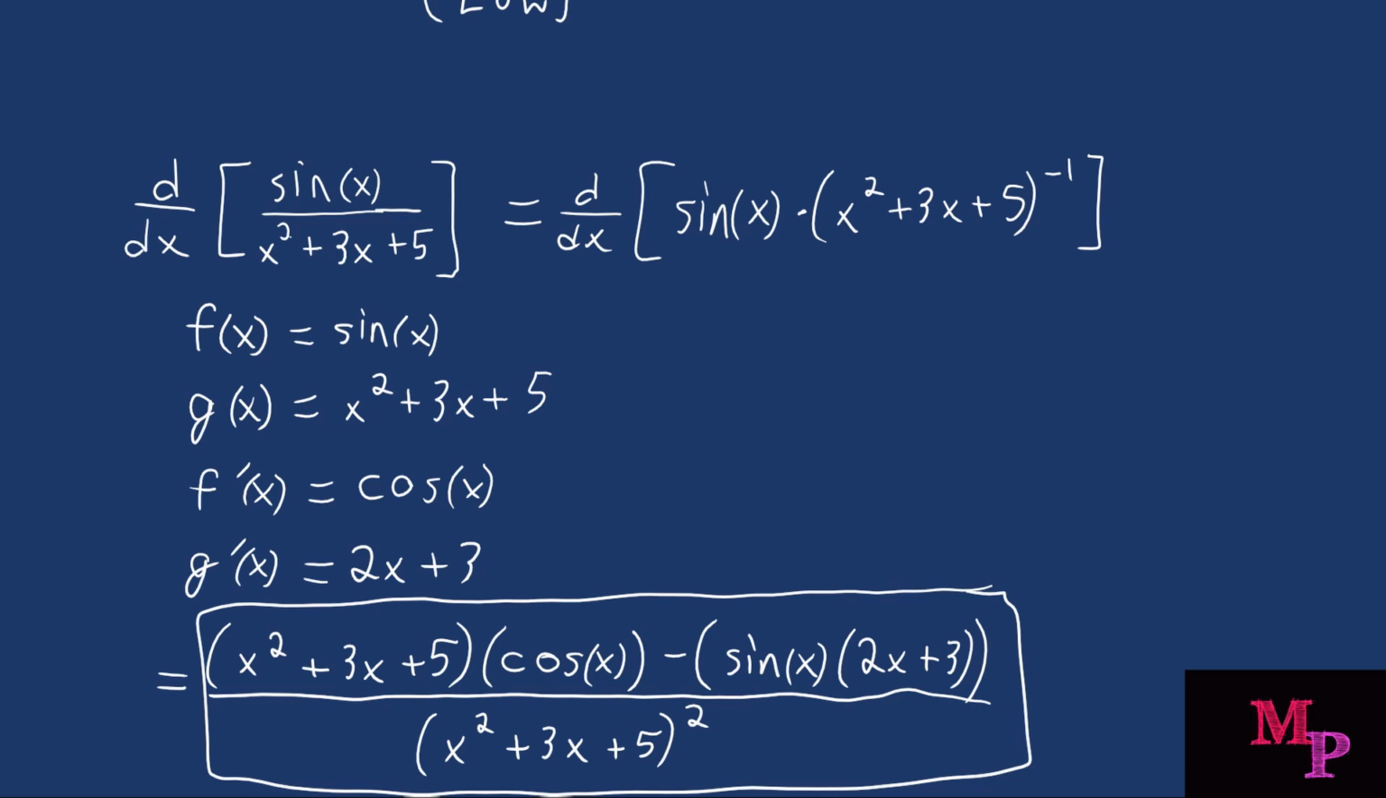Another thing to note is that when you're doing the product rule and you use this, you're also going to have to use the chain rule because of the -1 and the function being raised to a -1.